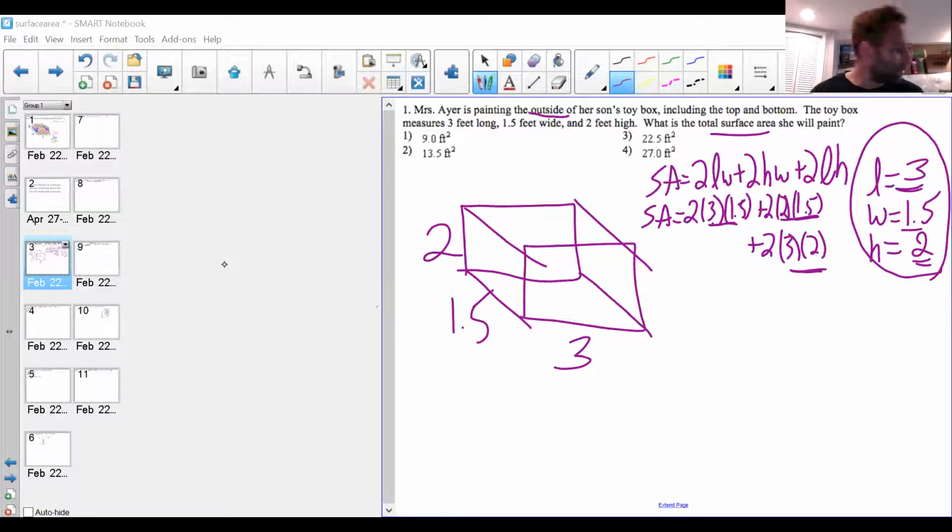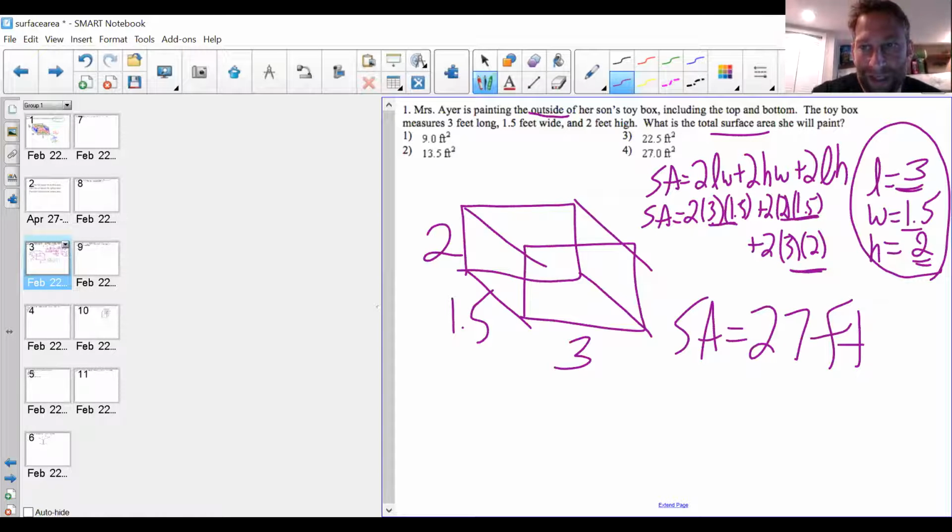I can't get my calculator up for you right now for some reason. That's okay. You don't really need it. I think you can handle this calculation without seeing me type it in. I'm just going to use my calculator. When I type in 2 times 3 times 1.5 plus 2 times 2 times 1.5 plus 2 times 3 times 2, I got 27. And because it's area, it's square units. Choice 4 is your answer.